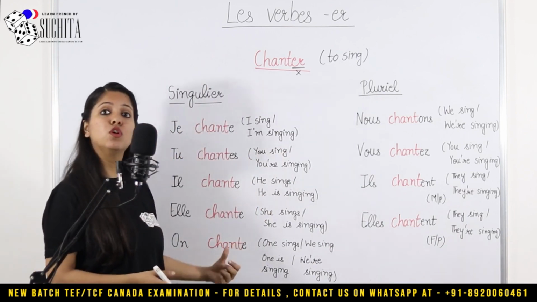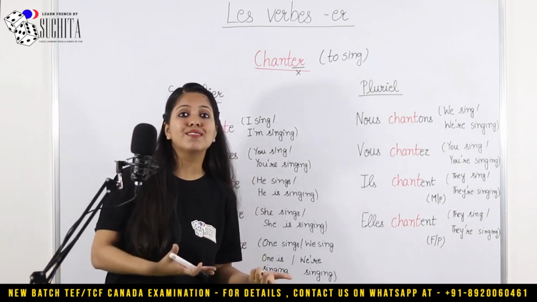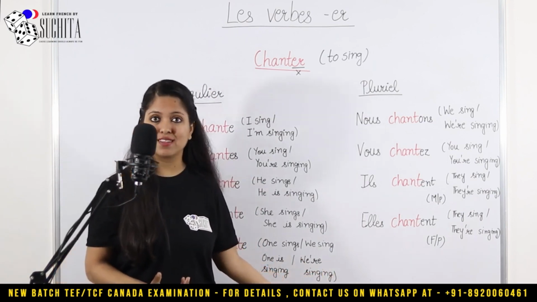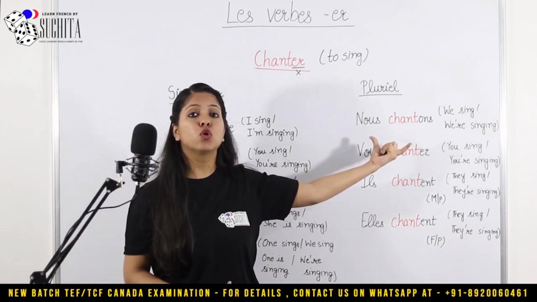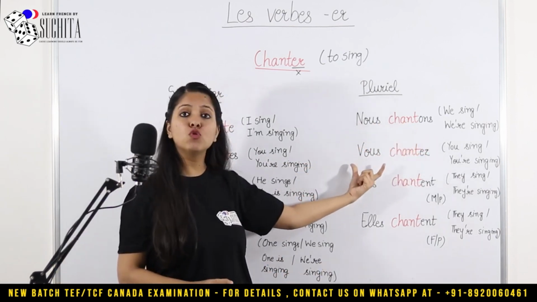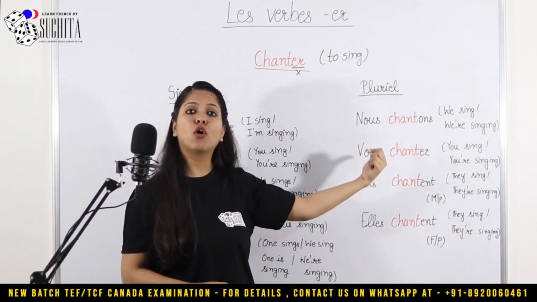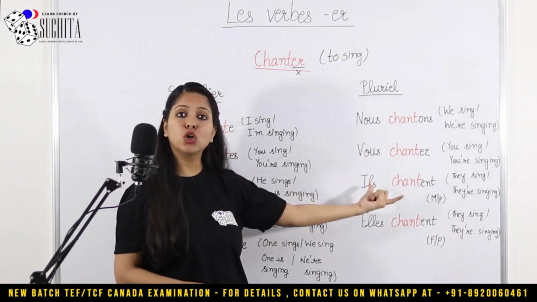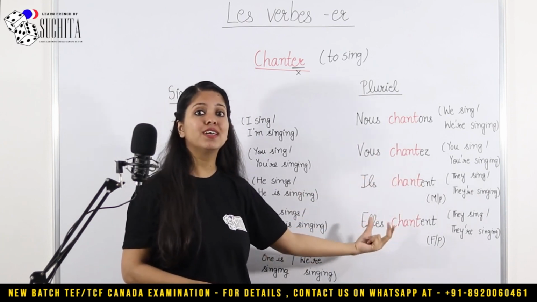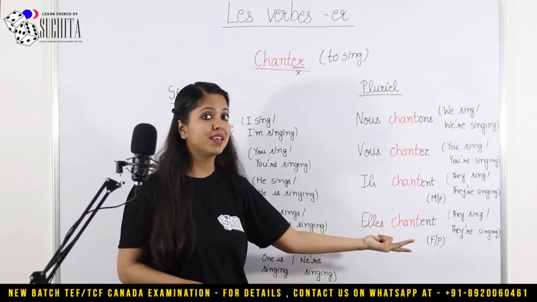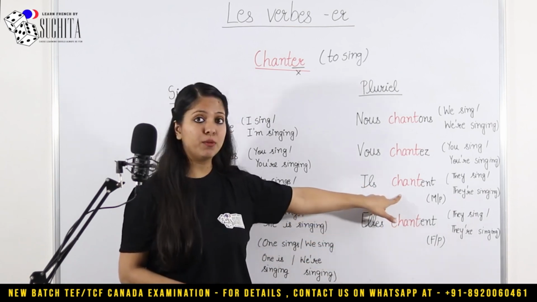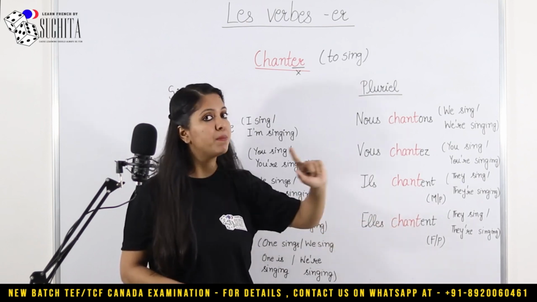Then you have on chante. For on you have two meanings. You can say one sings or you can say we sing. One is singing or we are singing. Then you have nous chantons. We sing or we are singing. Vous chantez. You sing or you are singing. Ils chantent, that's they sing or they are singing. And then you have elles chantent, that's they sing or they are singing. Là c'est masculin pluriel et ça c'est féminin pluriel.